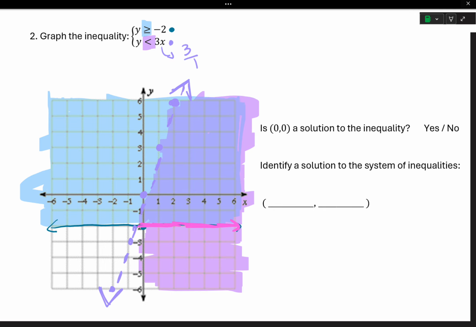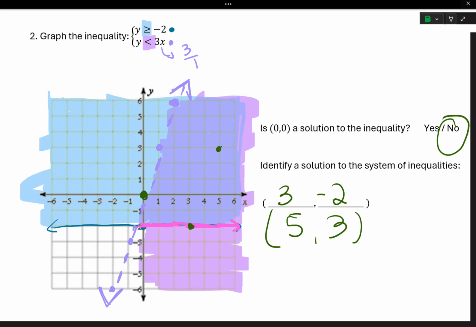Right. Is 0, 0 a solution? Well, here's 0, 0. It does border our dark purple, but is it on a solid line? No. Well, let's identify a point that is a solution. Well, how about 3, negative 2? Or, what was that? 5, 3. There's 2 points.